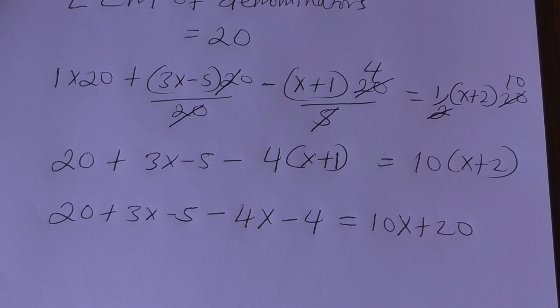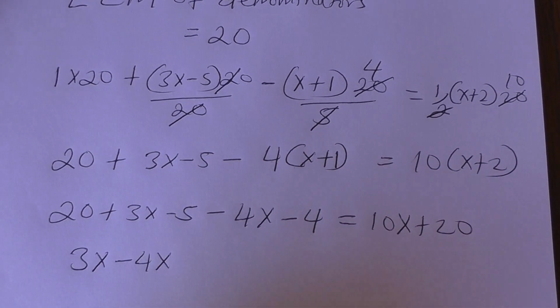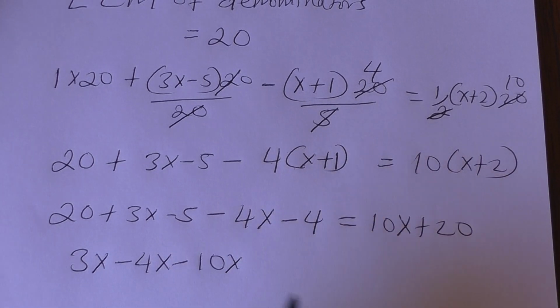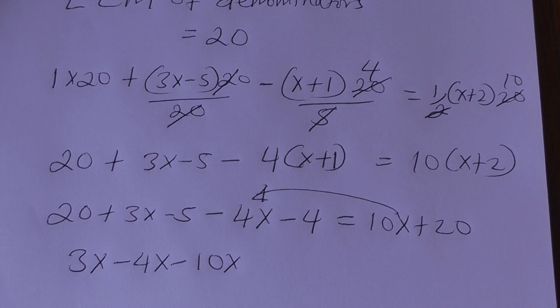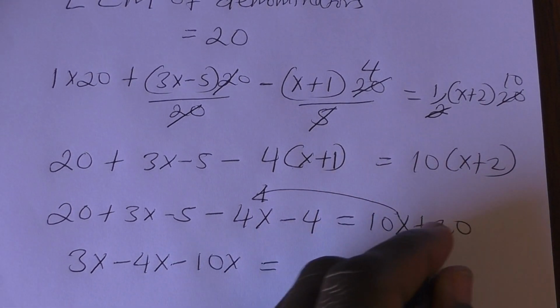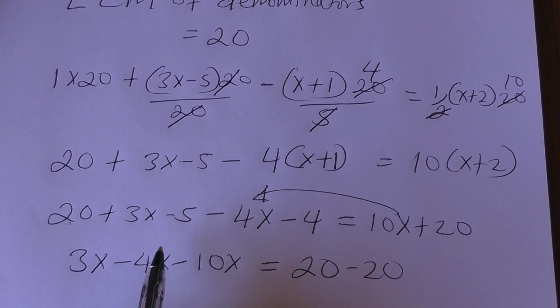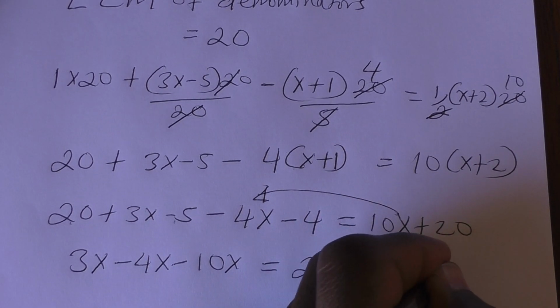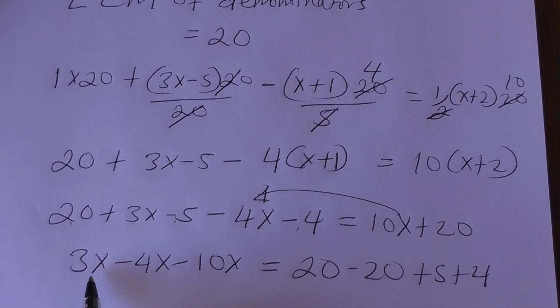So after opening brackets, we collect like terms where the constants will be on one side and the variables on the other side. That is to say, we shall have 3x minus 4x minus the 10x. This one will cross the equal sign to become minus 10x. Then equaling to 20 minus the 20 plus 5 plus 4.